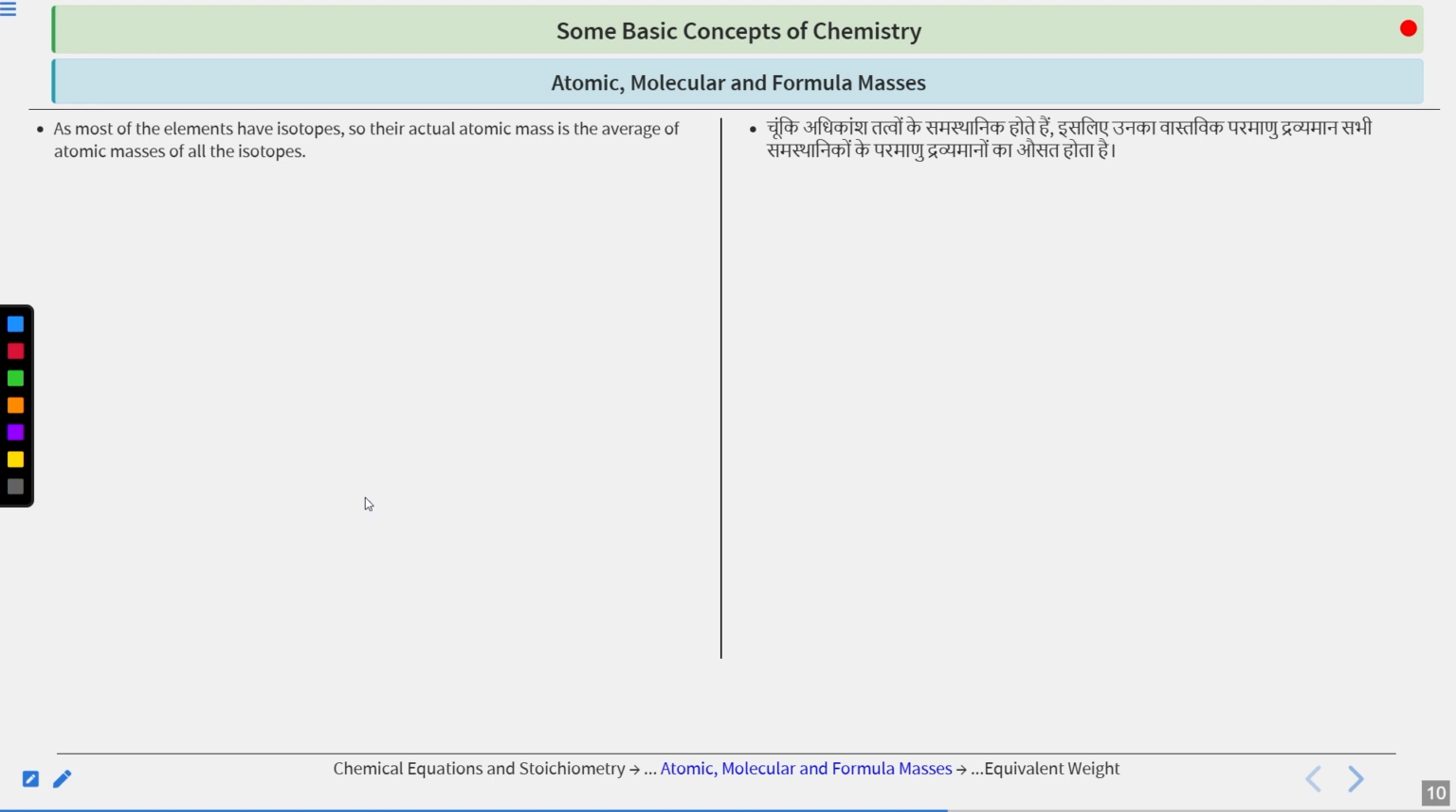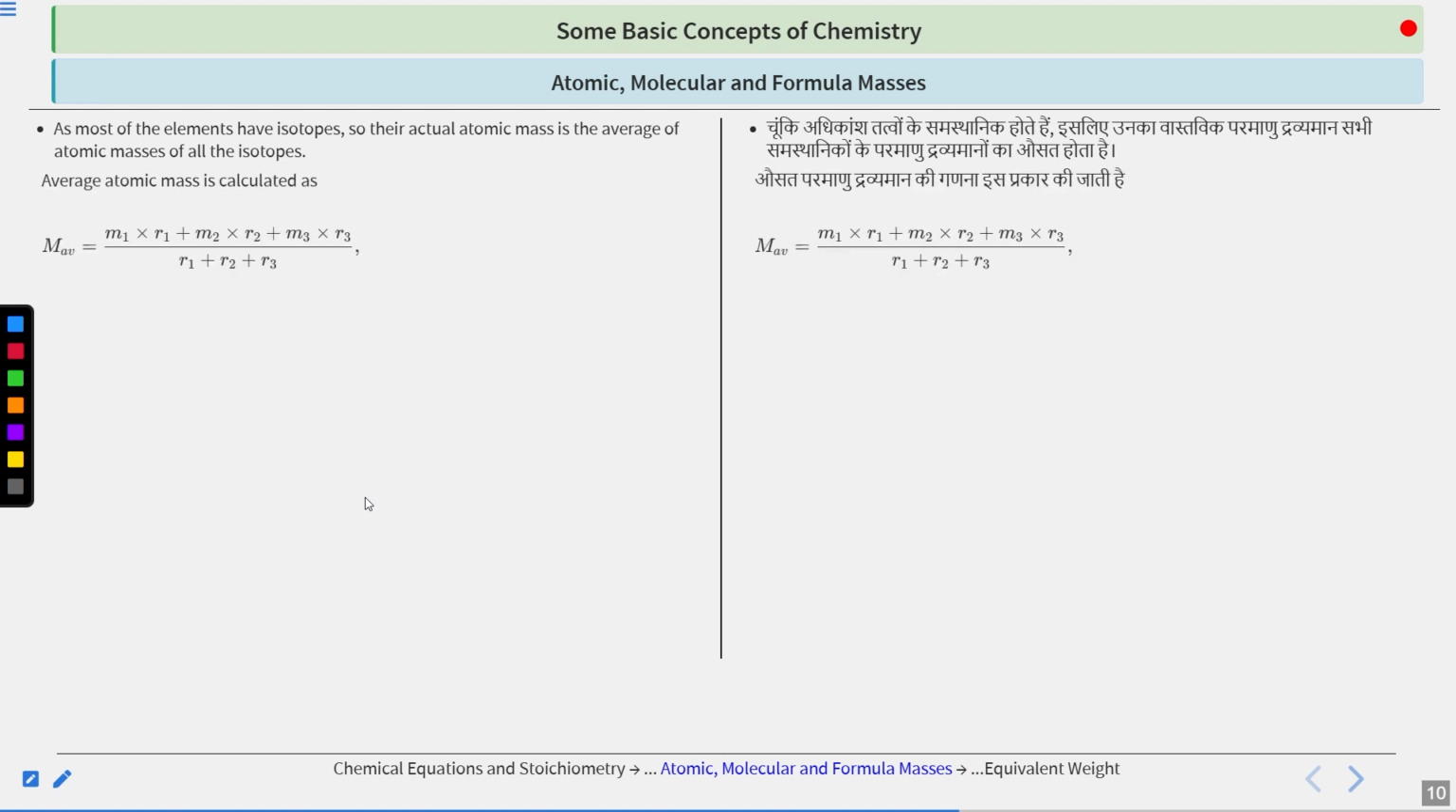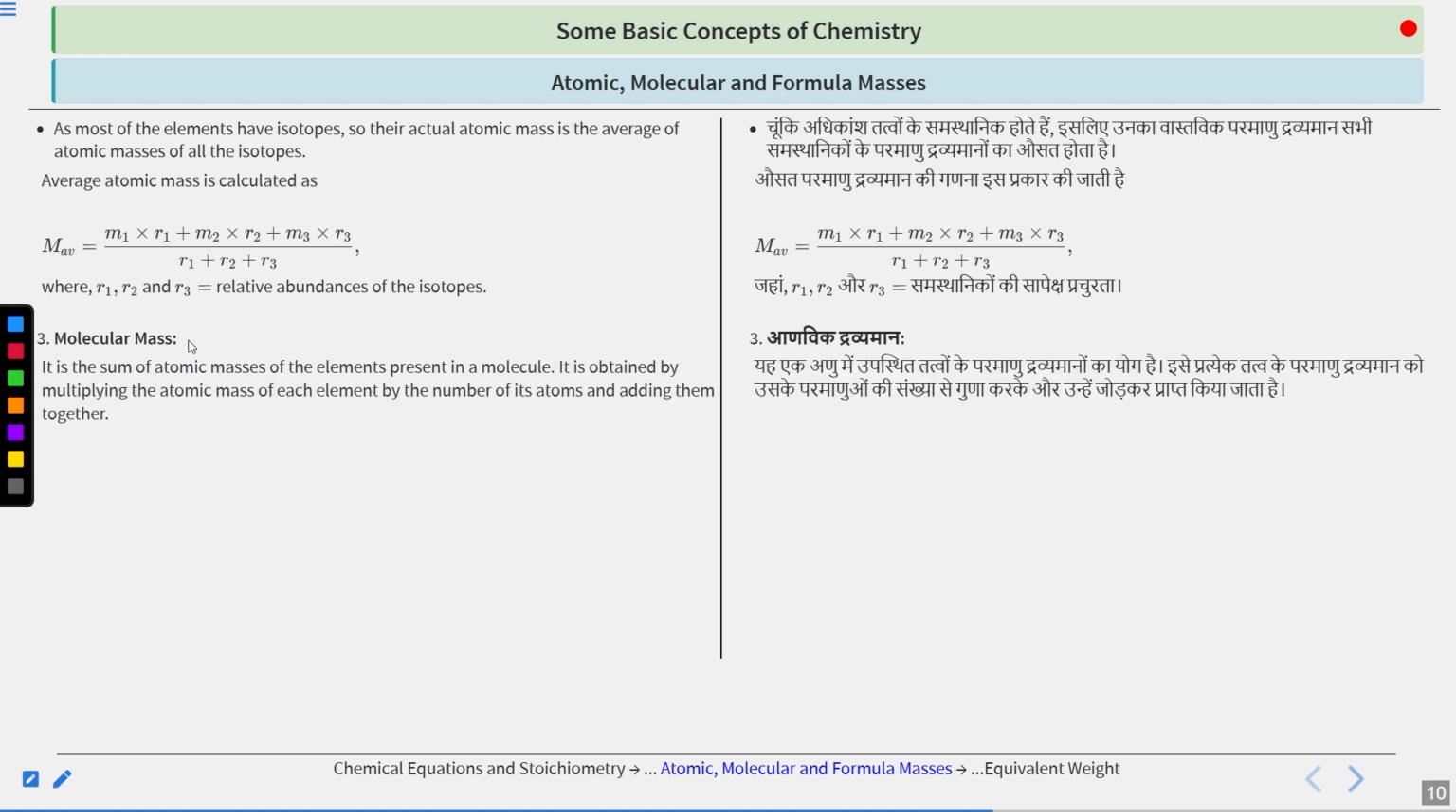Now 2 isotopes are present. What we will do is take the average atomic mass of all the isotopes that are present. So suppose your average atomic mass is calculated in this way: M average is equal to (M1R1 + M2R2 + M3R3) divided by (R1 + R2 + R3), where M1 is the atomic mass of that isotope and R1 is the relative abundance. Similarly for M2, R2, M3, R3, where R1, R2, and R3 are the relative abundances, and M1, M2, and M3 are the atomic masses of each isotope.